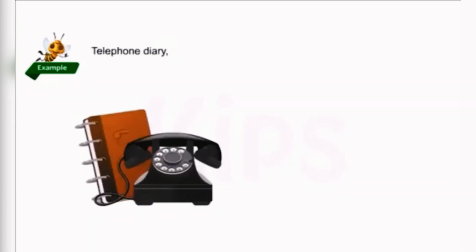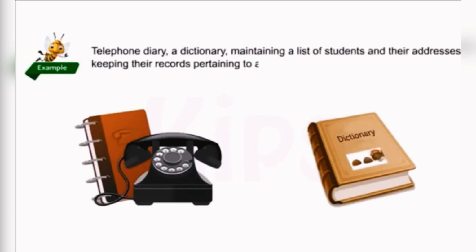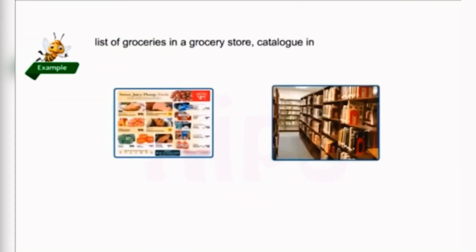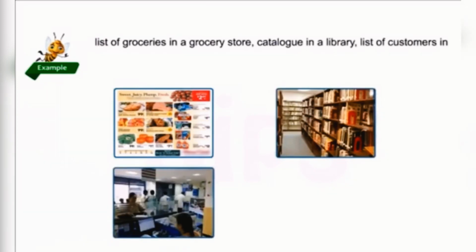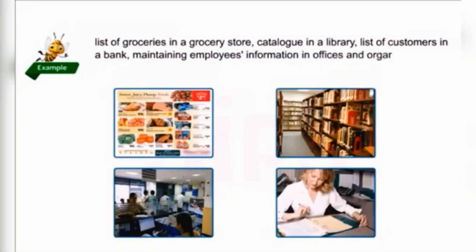A telephone diary, a dictionary maintaining a list of students and their addresses, keeping their records pertaining to academic and co-curricular achievements, a list of groceries in a grocery store, a catalog in a library, a list of customers in a bank, maintaining employees' information in offices and organizations, etc., are the examples of different types of databases.